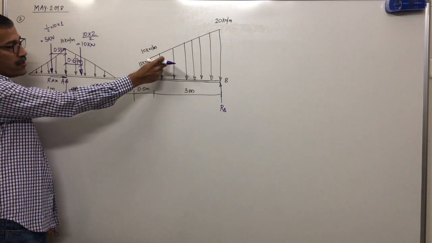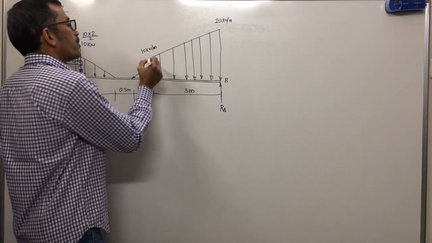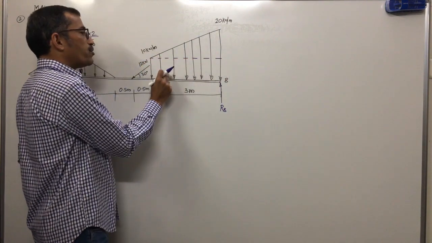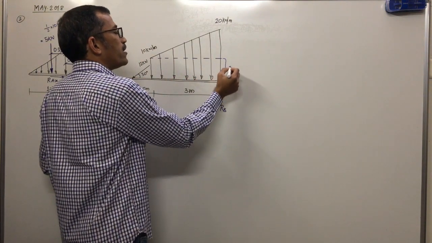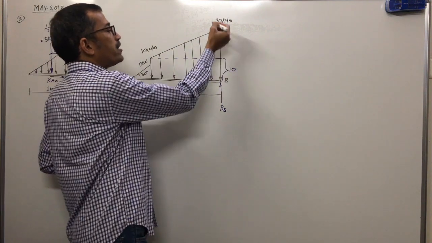But here this is a combined load. When a combined load is given, what will we do? We'll divide it into 2 parts. The lower part is UDL, the upper part is UVL. For this UDL, its intensity or magnitude is 10. Total is 20.